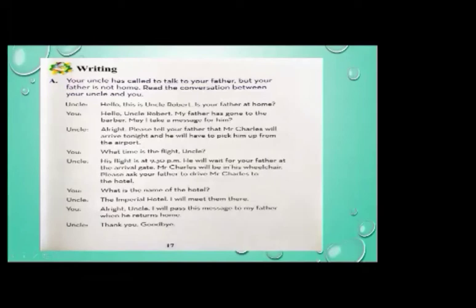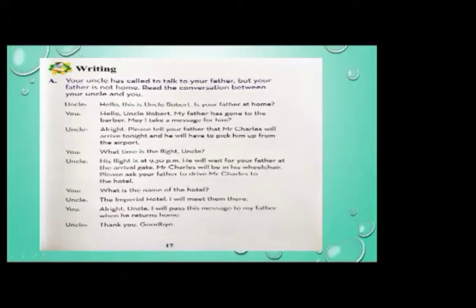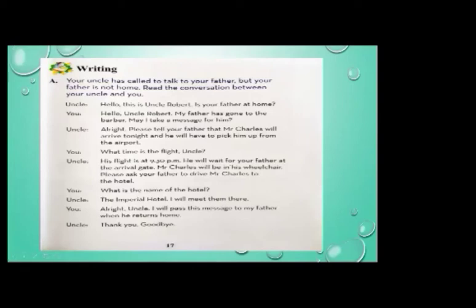Now what are you replying? What time is the flight, Uncle? Uncle: His flight is at 9:30 p.m. and he will wait for your father at the arrival gate. Mr. Charles will be in his wheelchair. Please ask your father to drive Mr. Charles to the hotel. You: What is the name of the hotel? Uncle: The Imperial Hotel. I will meet them there. You: All right, Uncle. I will pass this message to my father when he returns home. Uncle: Thank you. Goodbye. So this was the conversation between Uncle and you.